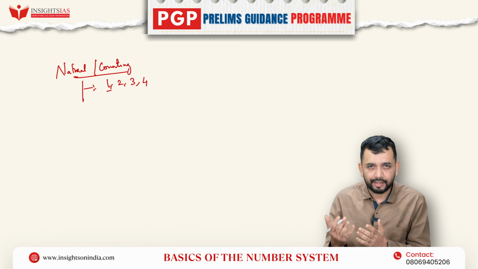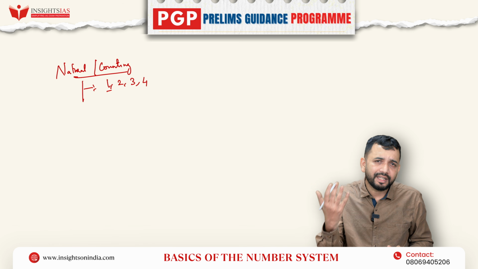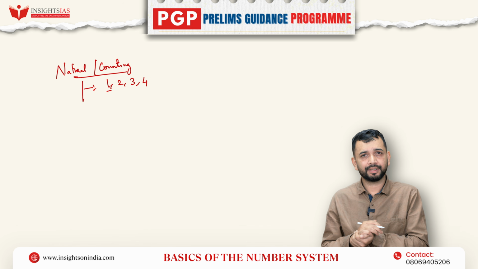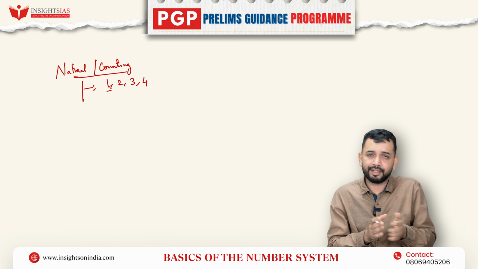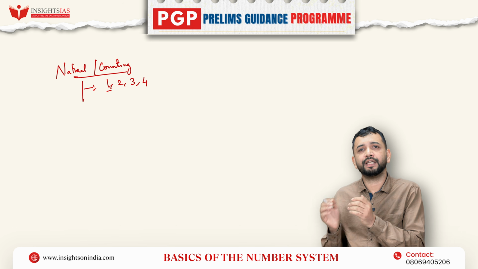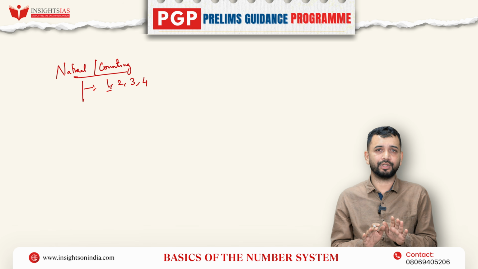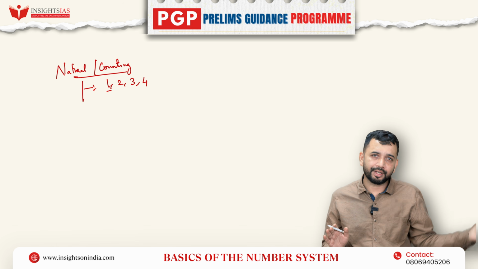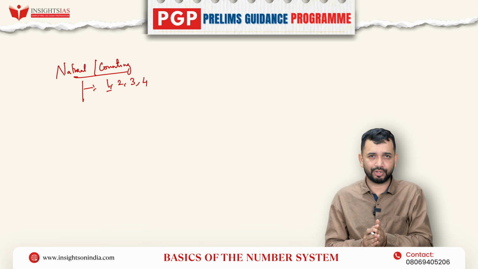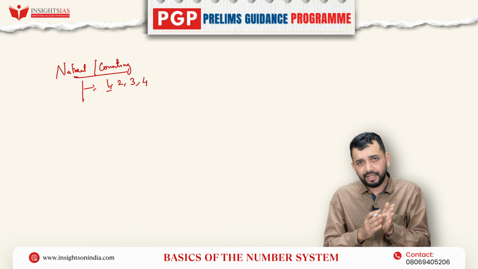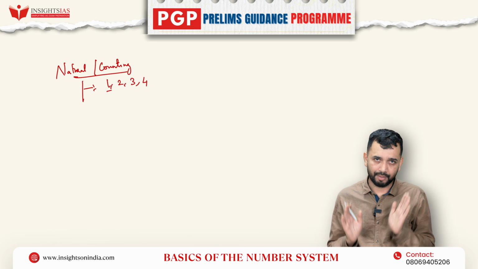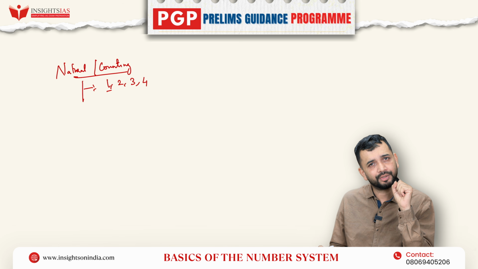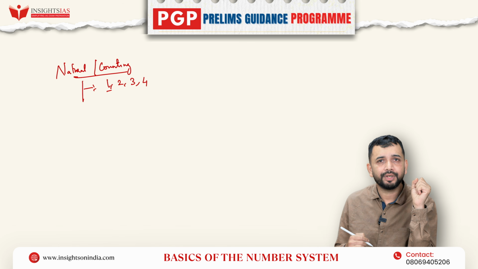A successor is basically the next number of any given natural number, and it will also be a natural number. However, the predecessor, the previous number of a natural number, will also be a natural number except for 1. The predecessor of 1 is 0, which is not a natural number. So natural numbers are counting numbers. Now, what are the various properties of natural numbers? Let's understand one by one.